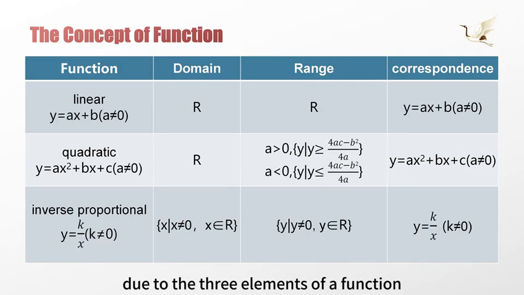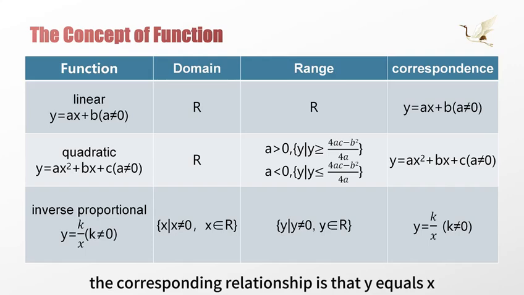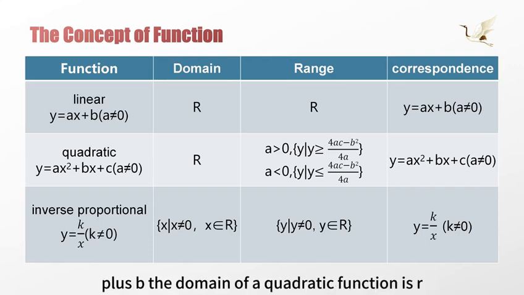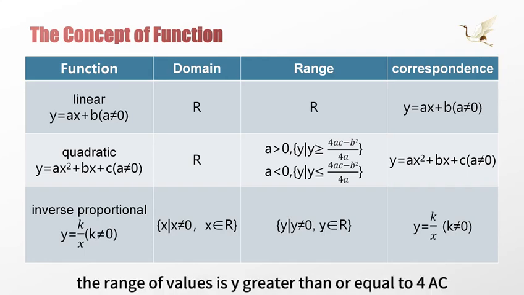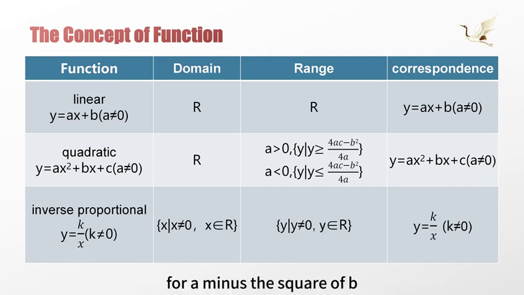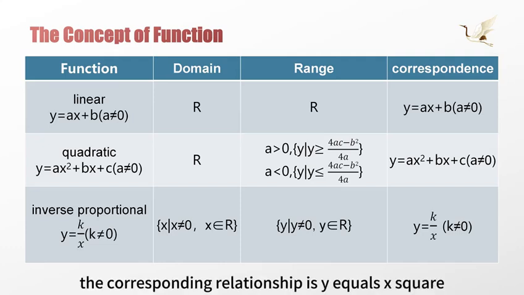Due to the three elements of a function, we can consider the domain and range of a linear function as the set R. The corresponding relationship is that y equals kx plus b. The domain of a quadratic function is R, and its value range needs to be determined based on the size and sign of a. When a is greater than 0, the range of values is y greater than or equal to (4ac minus b squared) over 4a. When a is less than 0, y is less than or equal to (4ac minus b squared) over 4a. The corresponding relationship is y equals ax squared plus bx plus c.